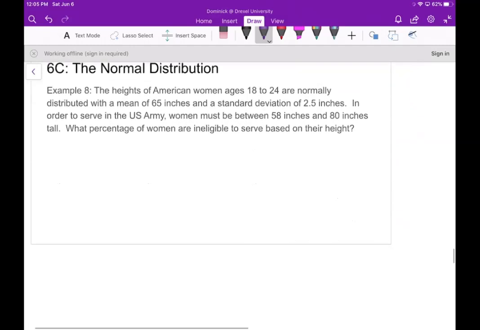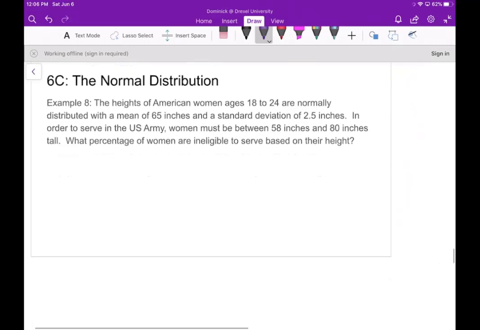Okay, this is the last example for this video. The heights of American women ages 18 to 24 are normally distributed with a mean of 65 inches and a standard deviation of 2.5 inches. Now, in order to serve in the U.S. Army, I don't know if this is still true or not, but for this example, women must be between 58 inches and 80 inches tall. So what percentage of women are ineligible to serve based on their height?